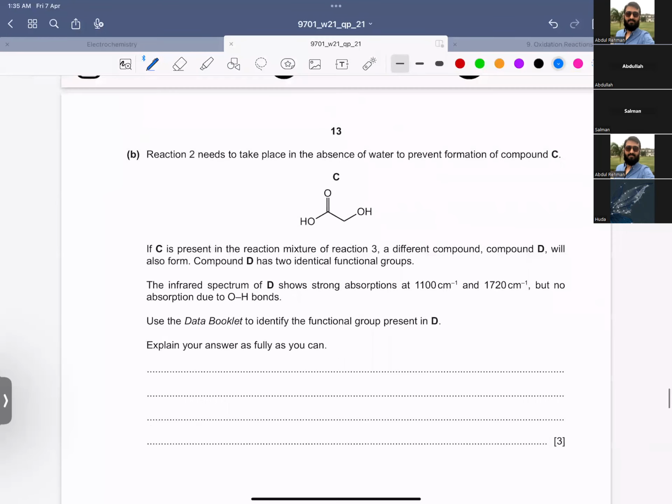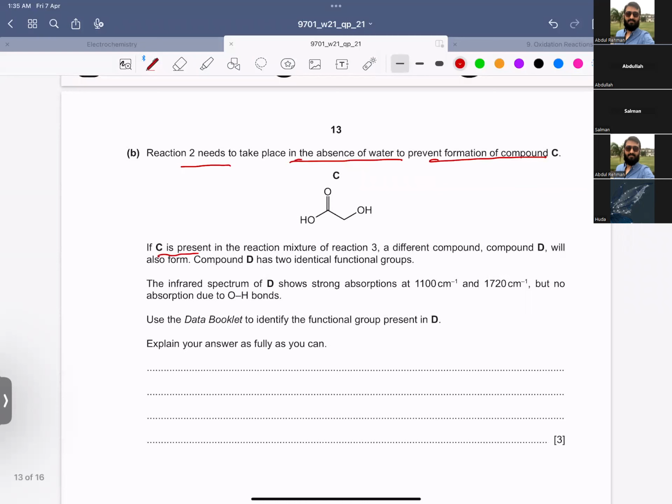Reaction 2 needs to take place in the absence of water to prevent formation of compound C. If C is present in the reaction mixture of reaction 3, a different compound D will also form. Compound D has two identical functional groups. The infrared spectrum of D shows a strong absorption at 1100 cm^-1 and 1720 cm^-1, but no absorption due to OH bond. Use the data booklet to identify the functional group present in D.